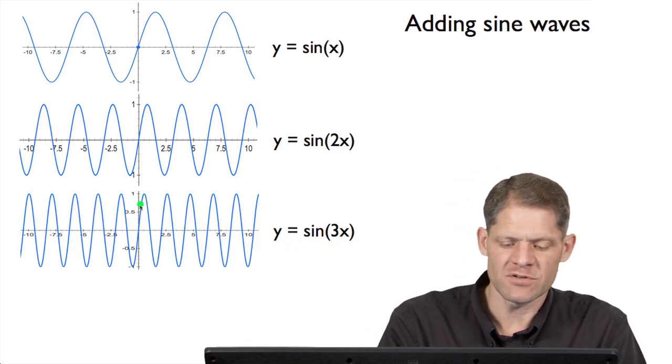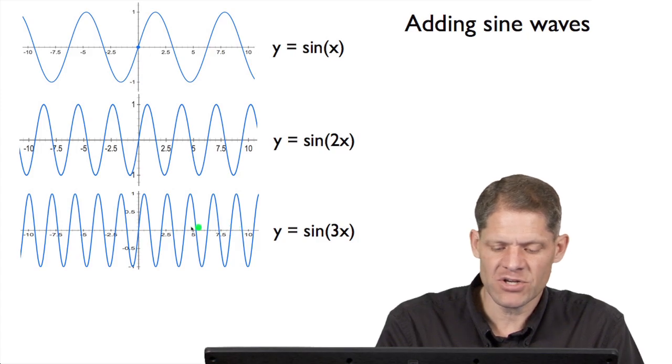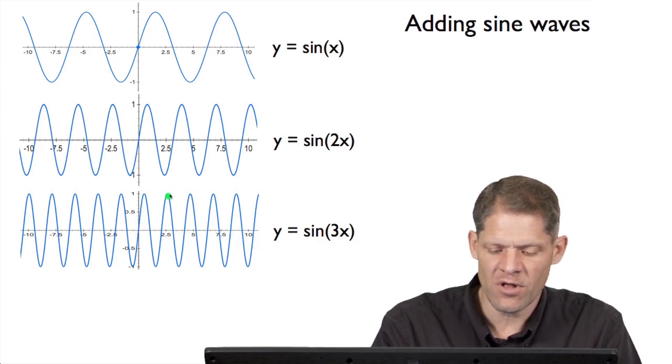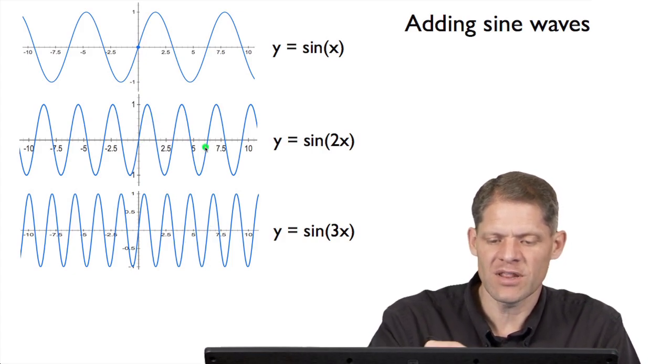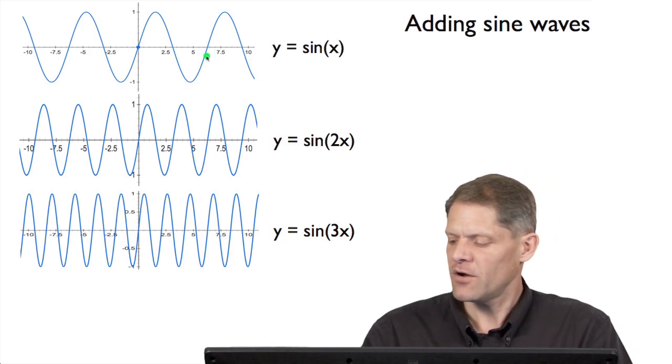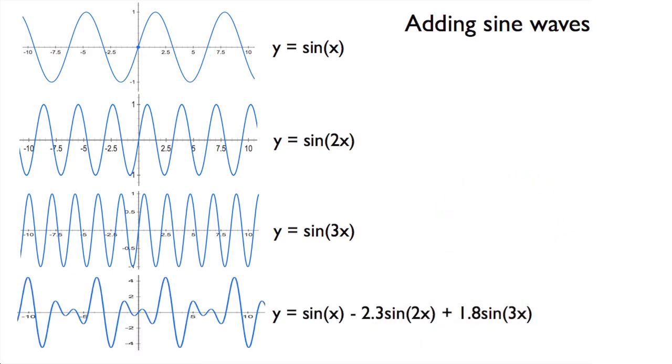So here again the amplitude is 1, they're all going the same direction, they all start at 0, they have the same phase, but in this case there are 3 full oscillations in the space that this one used to do 2 and this one used to do 1 oscillation. Okay, now if we were to just add up these 3 waves with different weights, so for instance if we make a function that is sine of x minus 2.3 times this second function sine of 2x plus 1.8 times sine of 3x, then we get something that looks like this.